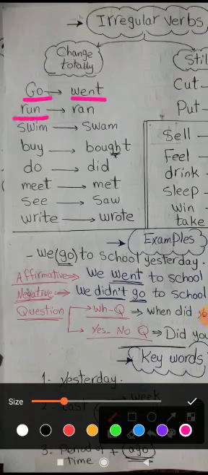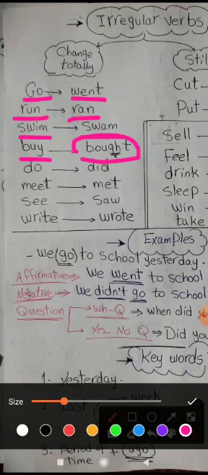Run, يجري. Ran. Swim, swam. Swim, يعوم. Swim, swam. Buy, b-a-e... buy, يشتري. ال past simple بتاعها, I'm sorry.